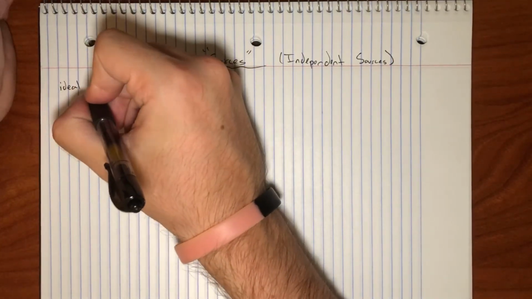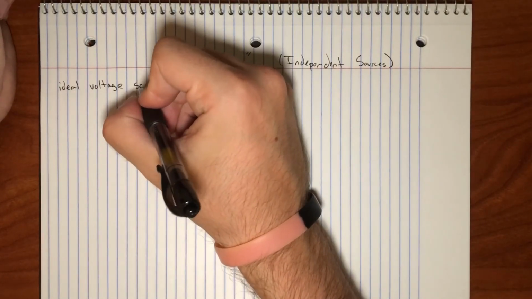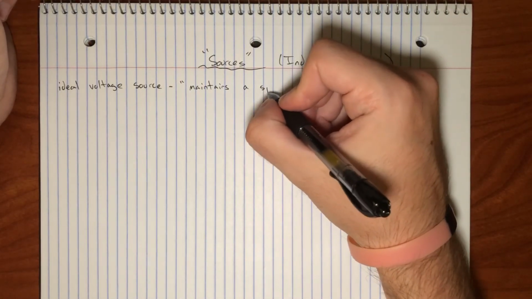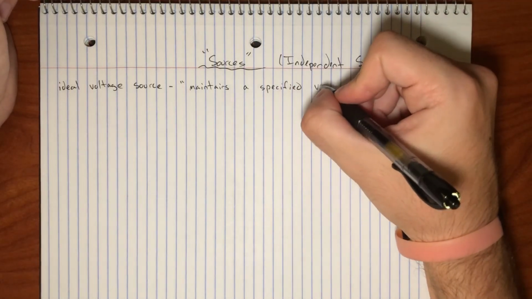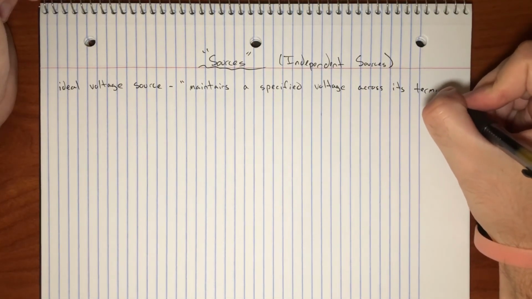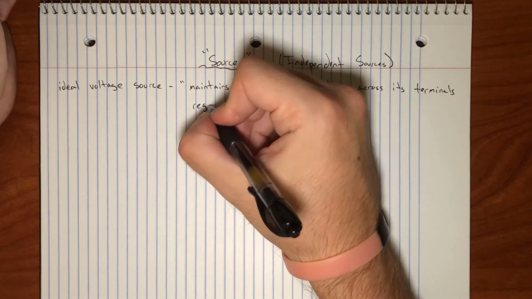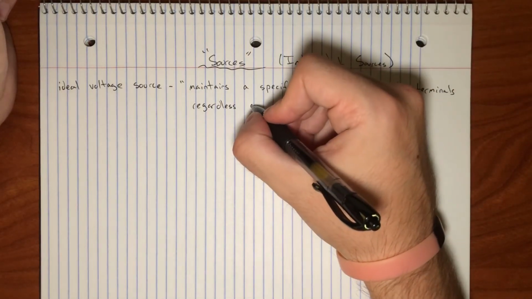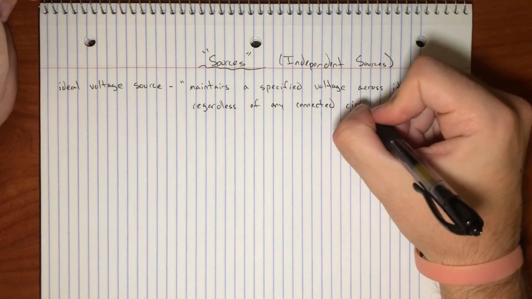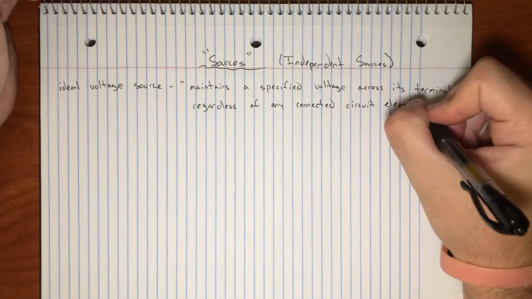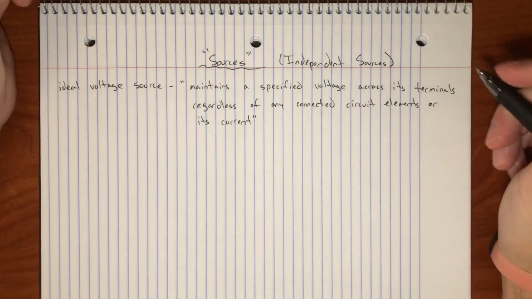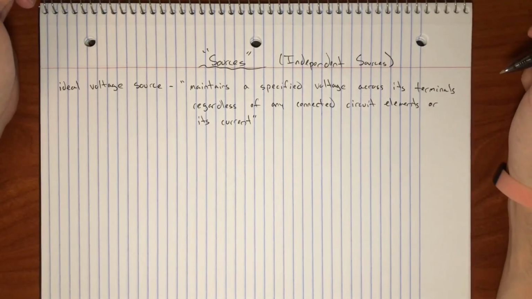So without further ado, an ideal voltage source maintains a specified voltage across its terminals regardless of any connected circuit elements or its current.